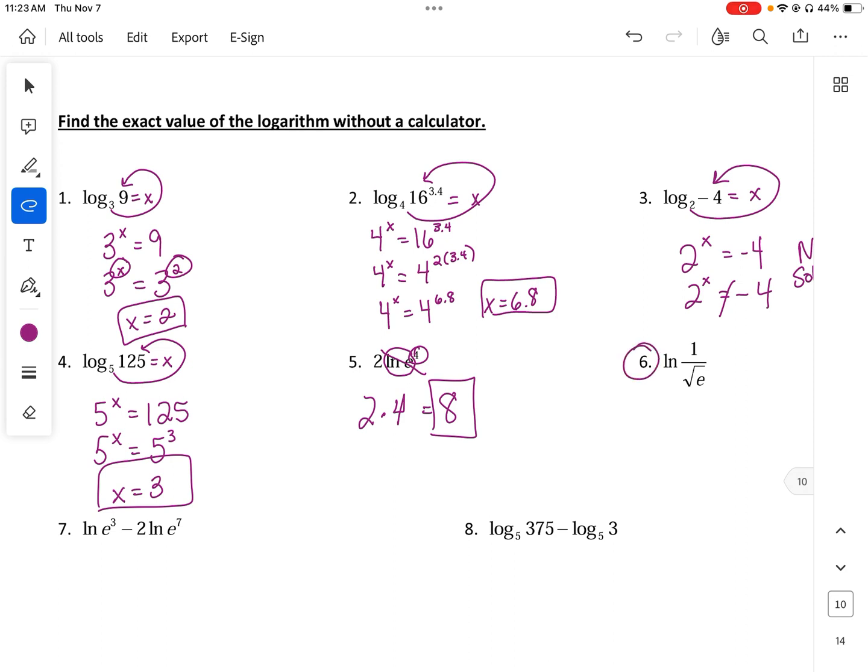Okay, we are going to do 6, 7, and 8 in class. So that is it for these notes.